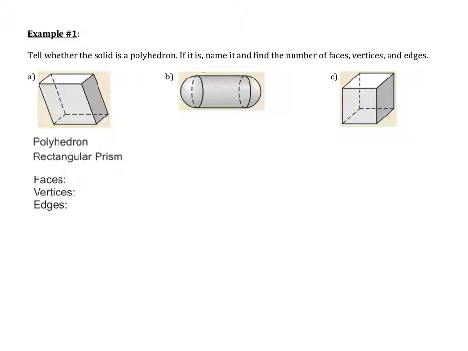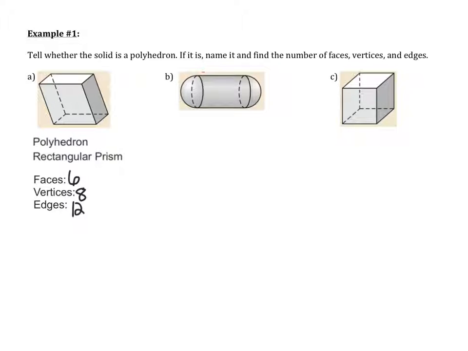So when we look at the faces, we look at how many polygons there are. So we have the 1 in the front, 2 in the back, 3, 4, 5, 6 faces. The vertices would be all of the points. So we have 1, 2, 3, 4, 5, 6, 7, 8. So 8 vertices. And the edges would be all of these segments. So we have 1, 2, 3, 4 on top, 5, 6, 7, 8 on the bottom, 9, 10, 11, 12 edges.